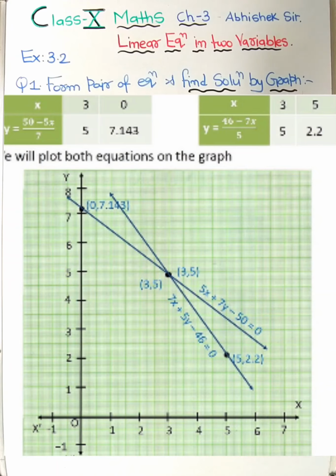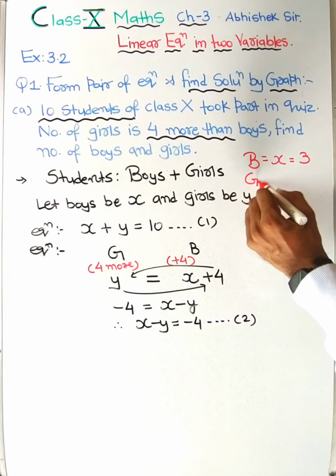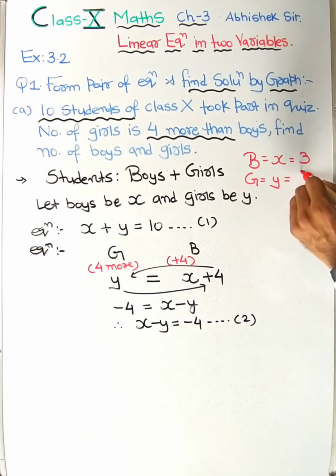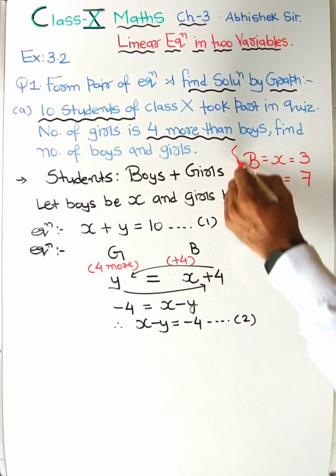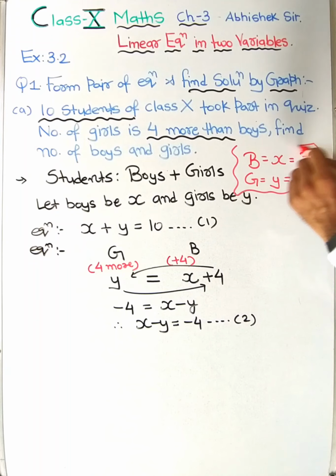That means the number of boys that we assumed to be X is 3, and the number of girls that we assumed to be Y is 7. So this is our answer, which is based on the graph. Moving on to the next question.